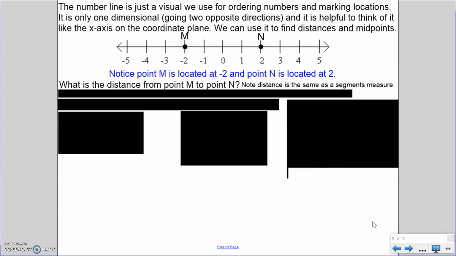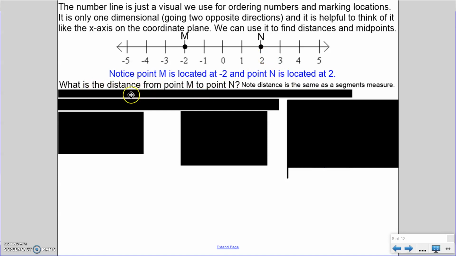Alright, we have a number line. That's just the visual we use for ordering numbers and marking locations. It is only one-dimensional. It goes in 2 opposite directions, and it's helpful to think of it like the x-axis on the coordinate plane. We can use it to find distances and midpoints. So here's the number line. It goes on forever, but it shows -5 all the way to +5 marked. Notice M is at -2 and N is at +2.